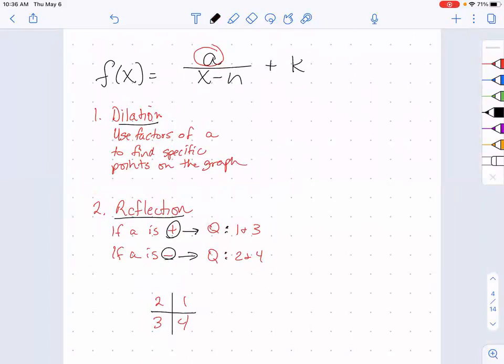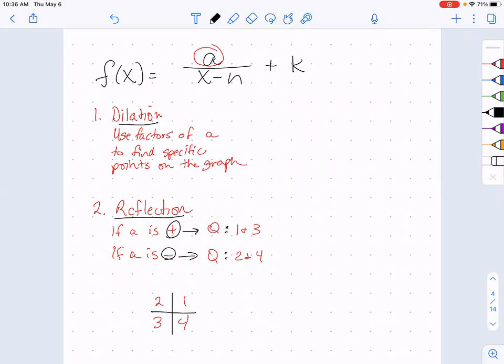So that's some stuff we need to recognize. What does the a number do? It produces a dilation or a reflection. In general, if you add a number onto the end of a function, like we've seen all the way through this year, what does that do to the graph of the function? It moves it up or down.